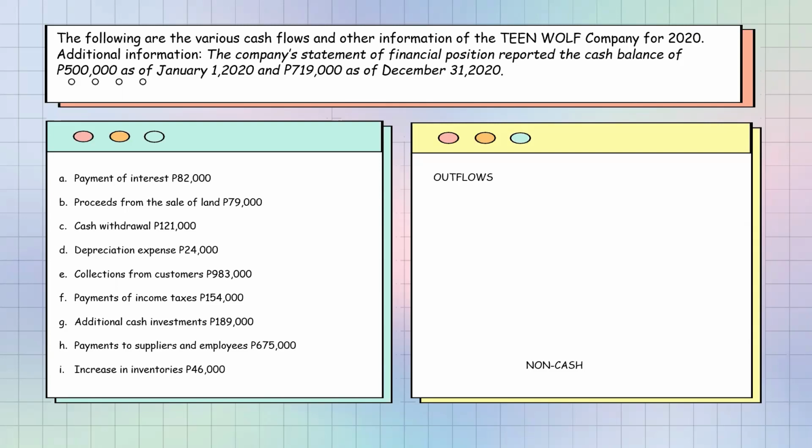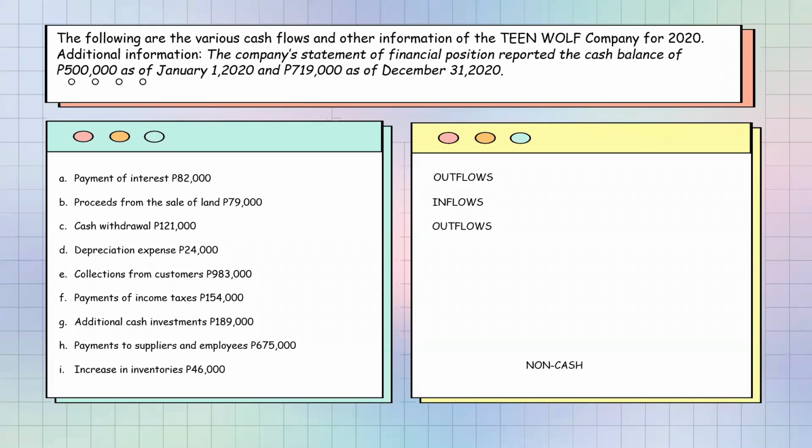And then letter B, proceeds from the sale of land. So, inflows siya kasi nung binenta natin yung lupa or yung land, nakatanggap tayo ng bayad na 79,000. So, letter C, cash withdrawal daw. Dito, isa siyang outflow, kasi winidraw ng owner yung pera palabas sa company.